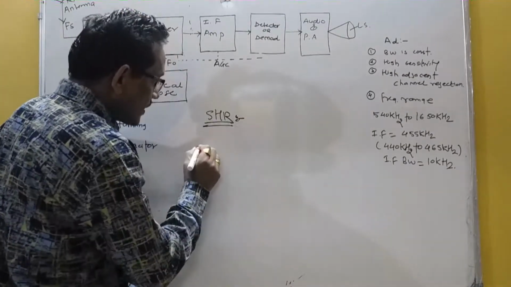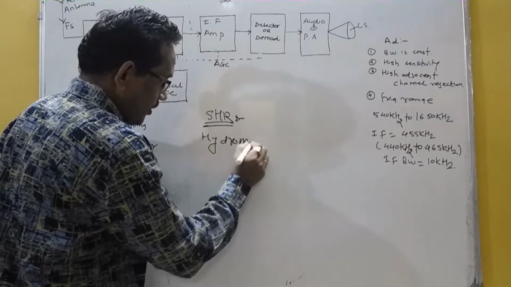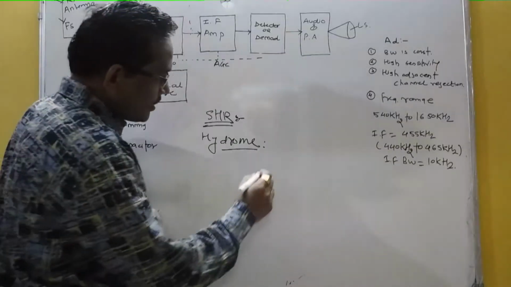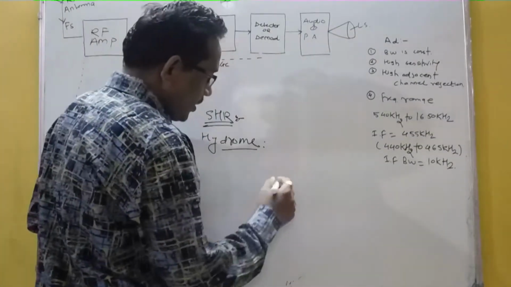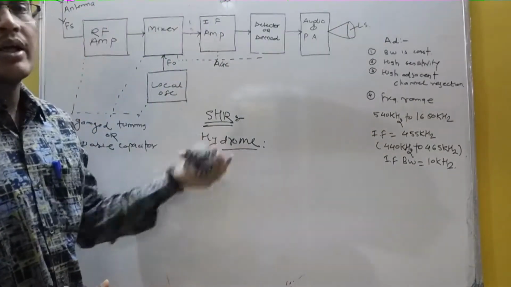Then what is exactly the meaning of heterodyne? Why is it called heterodyne? Heterodyne means the process of mixing two signals to generate a new signal. That is the heterodyne. That's why it is called the super heterodyne receiver.